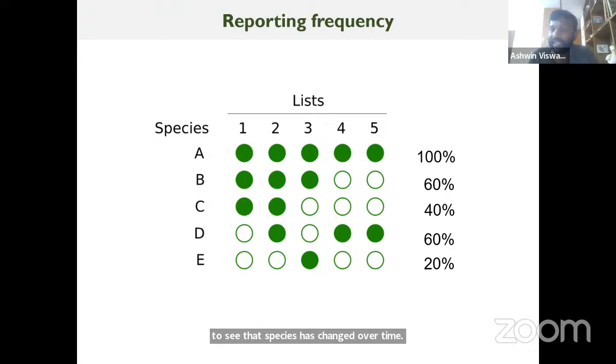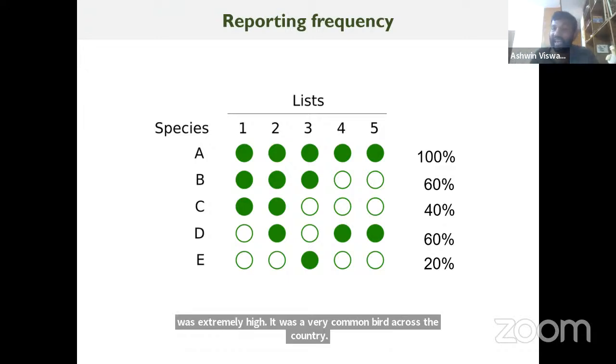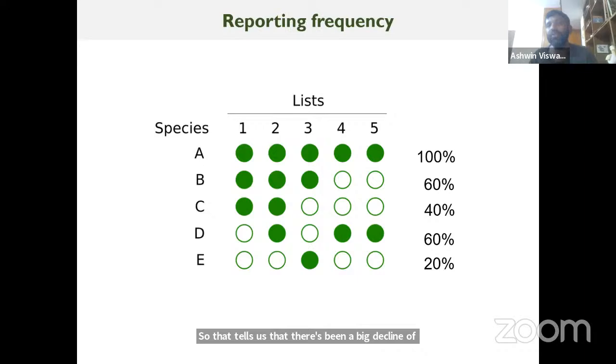And we can see that for species like vultures, the frequency of reporting is now extremely low, whereas 20 or 25 years back the frequency was extremely high. It was a very common bird across the country. So that tells us that there's been a big decline of vultures. And that is also telling us many other stories of increase or decline around the country.